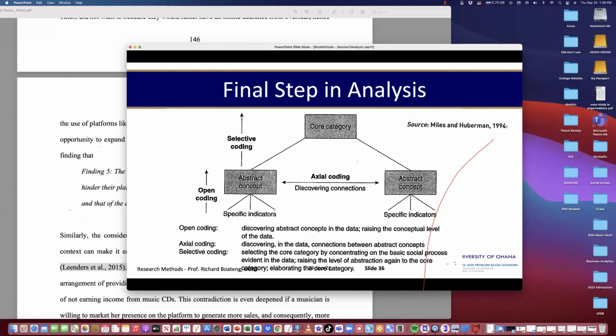Now, according to Miles and Huberman, at the first level you are discovering abstract concepts from the data and raising the conceptual level of the data. Then you go to axial coding, discovering in the data connections between the abstract concepts. Then the last one, selective coding: you are selecting the core category by concentrating on basic social processes, evidencing the data, and raising the level of abstraction again to the core category, elaborating the core category. So that's what you saw Joseph do: open coding, axial coding, and then selective coding.